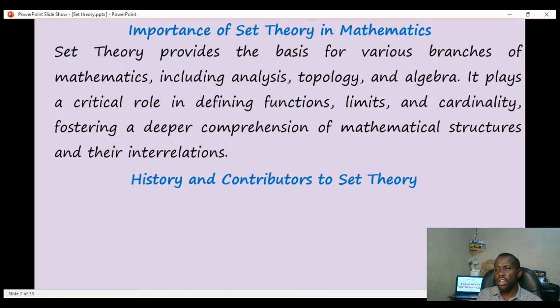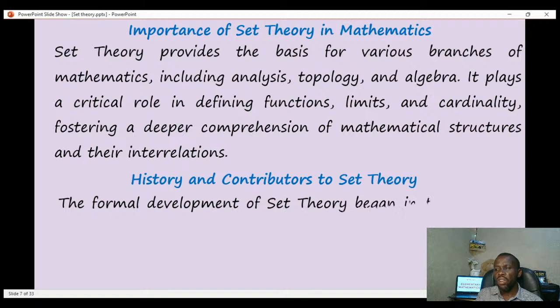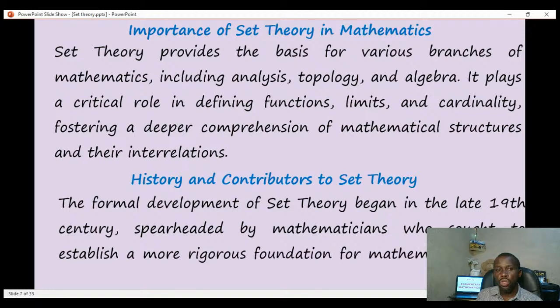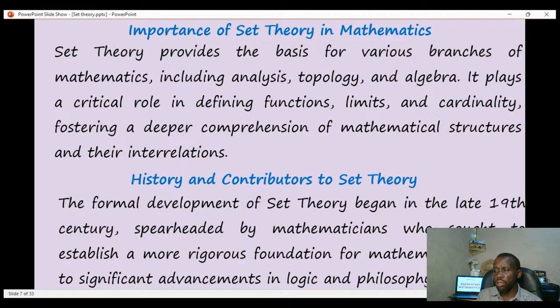We also talk about the history and the contributors to set theory. The formal development of set theory began in the late 19th century, spearheaded by mathematicians who sought to establish a more rigorous foundation for mathematics, leading to significant advancements in logic and philosophy.